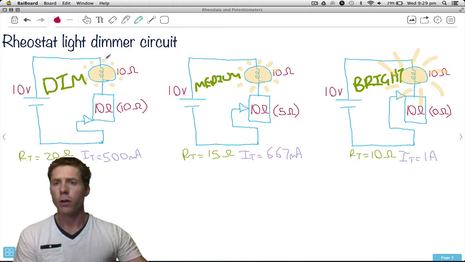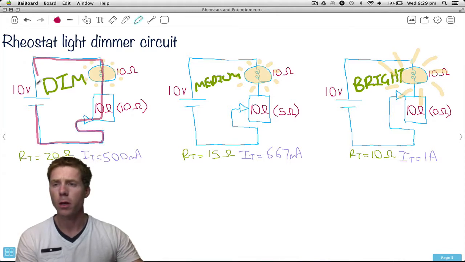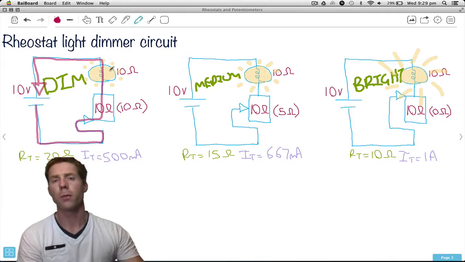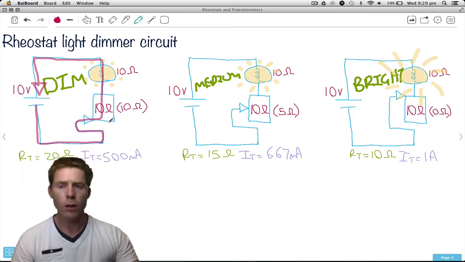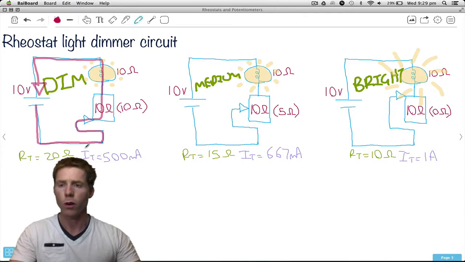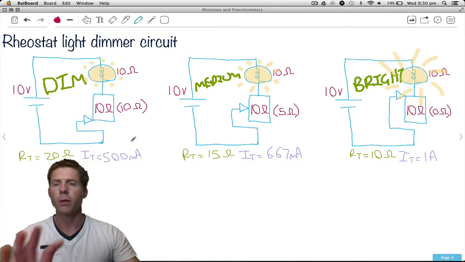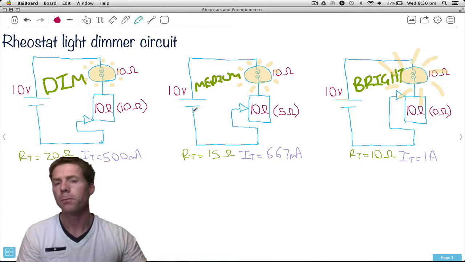Looking at this circuit, first of all, the electrons are going to come through here, down across. They have to go through the full 10 ohms plus the 10 ohms of the light bulb. So we're going to be at maximum resistance, which is 20 ohms. Therefore, 10 volts divided by 20 ohms, the current in the circuit is 500 milliamps. So it's going to be pretty dim, let's say.